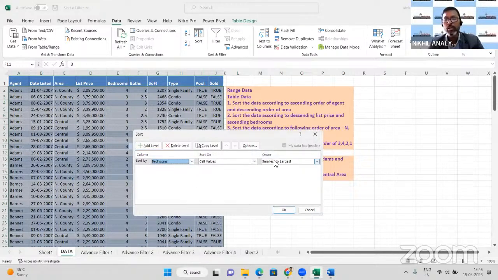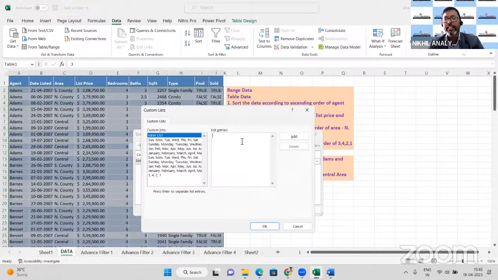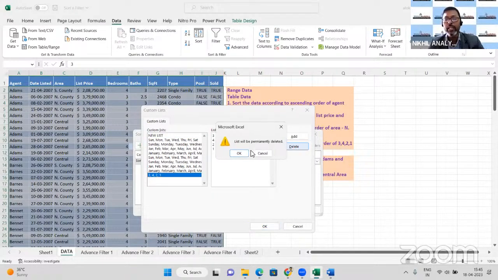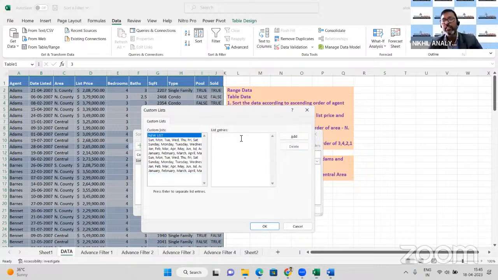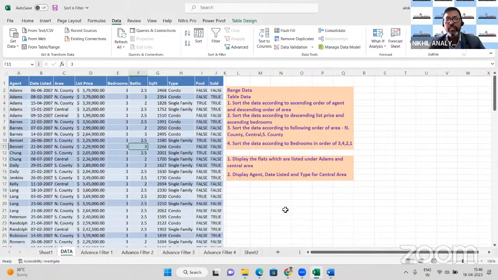And then from the Order, you can see in options we have Custom List. Click on the Custom List and you can add the entry here. This entry was already added here. I just remove it and add another entry here. The sequence is 3, 4, 2, 1. Add this entry, say OK and select OK.